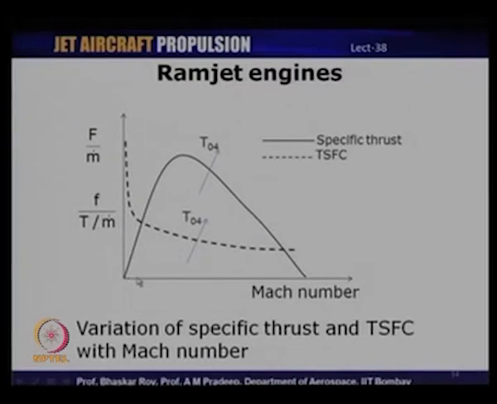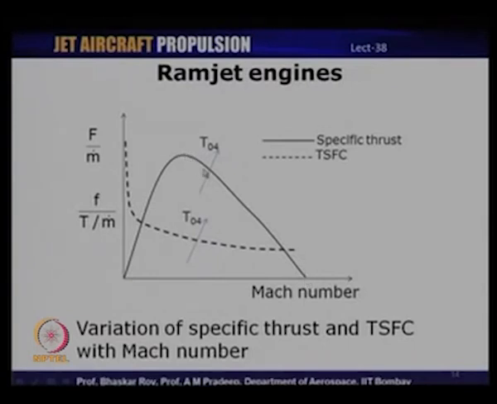So, with increasing Mach number, you can see the thrust developed by the ramjet increases, but it reaches a certain peak, and this peak is usually somewhere between Mach 3 and 4, after which the performance droops again, and at a very high Mach number it will eventually become 0.